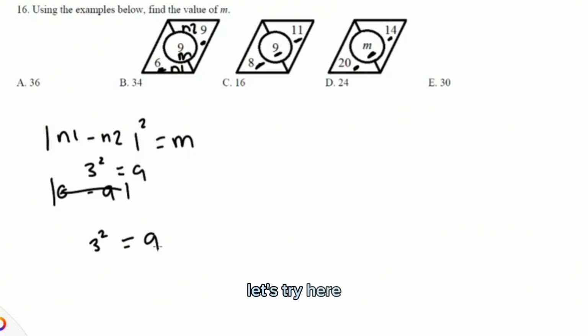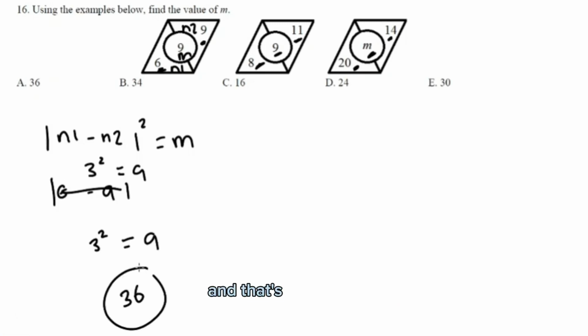Alright, let's try it here. Absolute value of 20 minus 14 is 6. 6 squared is 36. And that's your answer.